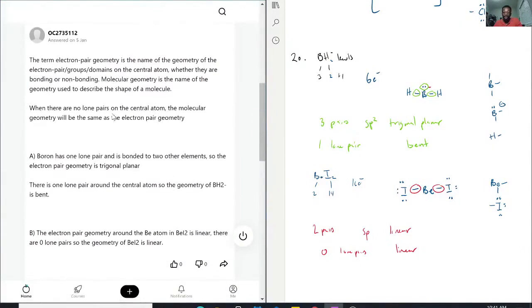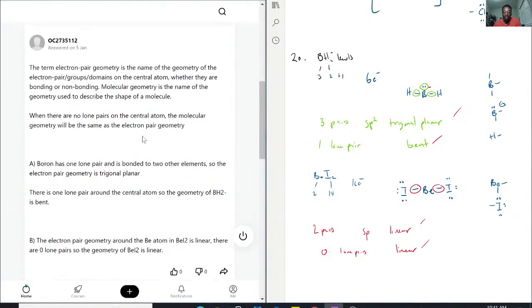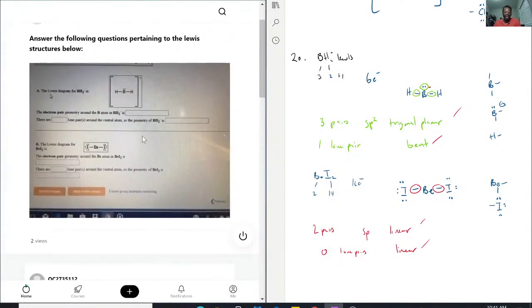We have boron has one lone pair and is bonded with two other elements. So the electron geometry is trigonal planar. Perfect, so that one we got. And because there's one lone pair, it's going to be bent. So it's perfect. The electron pair geometry around the beryllium is linear, as I said. And there's zero lone pairs, so the molecular geometry stays linear as well. So luckily we were able to get the same answer. Hope you're able to see why. You have to make sure you count the pairs, that's why I circled them, okay? And based on that, you want to make sure you distribute them based on what they have. So of the pairs I counted, how many of them are lone pairs and things like that. So with all that being said, this is correct.